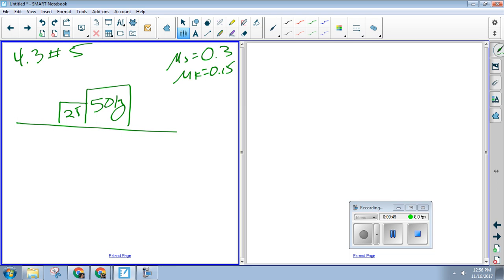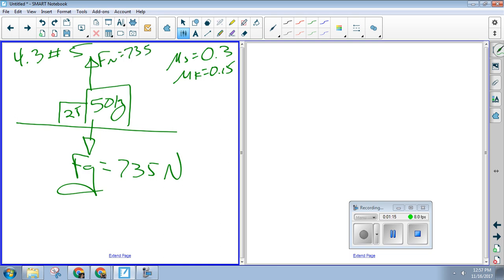So, the first thing you want to do is look at the full system, all right? So, for my system, what forces are there? Always start with gravity. To find my gravity, what am I going to use for my mass? 75 times 9.8 gives you 735 newtons, right? Everybody good up to there? Okay, your normal force is also going to be 735 newtons.